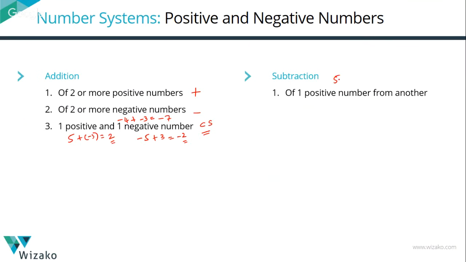Right? 5 minus 2 is equal to 3. Looks like it's positive, but 2 minus 5 is equal to -3. I'm subtracting one positive number from another. 2 is a positive number from which I'm subtracting another positive number 5. The result is negative. So same 5 minus 5 will be equal to 0. So subtraction of one positive number from another, the answer is actually cannot say.